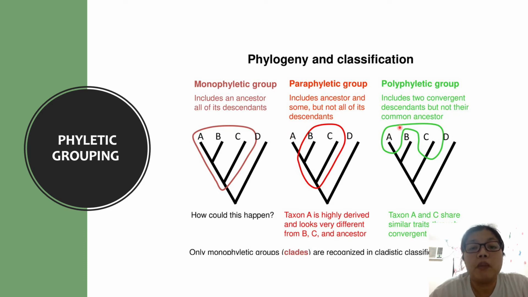Okay? For polyphyletic grouping, these represent different organisms that don't have a common ancestor. For example, if we group together the eastern glass lizard and the snake, that's a polyphyletic group kasi magkaiba yung kanilang common ancestor. Though they shared a very distant ancestor, hindi siya monophyletic grouping pa rin. Right?